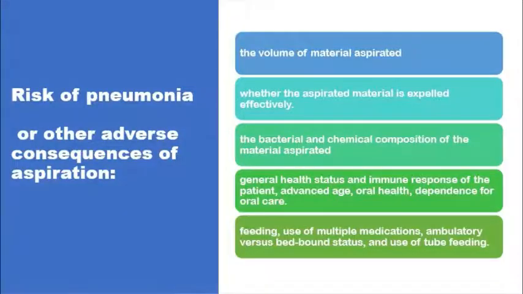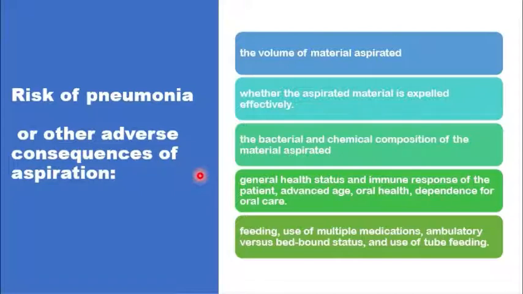The penetration aspiration scale was originally proposed to grade the severity of aspiration depending on the depth of the invasion into the supraglottic or the glottic or subglottic spaces, and therefore quantify the risk of developing pneumonia or other adverse conditions through the aspiration.